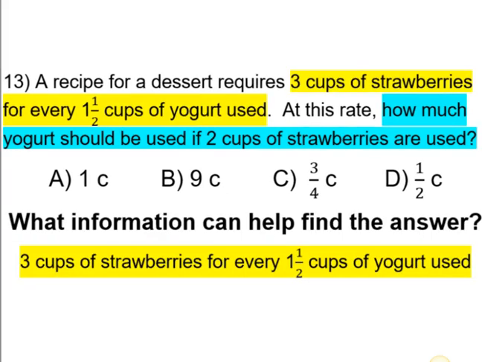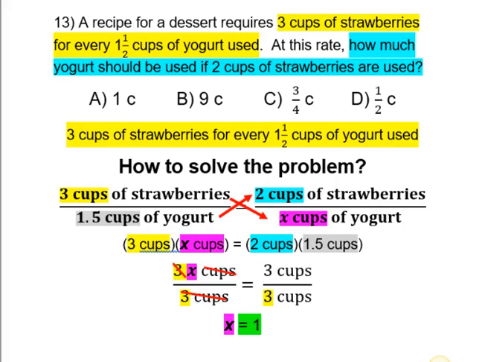What information can help us find the answer? That we have 3 cups of strawberries for every 1½ cups of yogurt used. This is the information that will help us find our answer. So what we would need to do is set up a ratio. We said for 3 cups of strawberries that we use 1.5 cups of yogurt, and we are looking for how many cups of yogurt are used for 2 cups of strawberries.